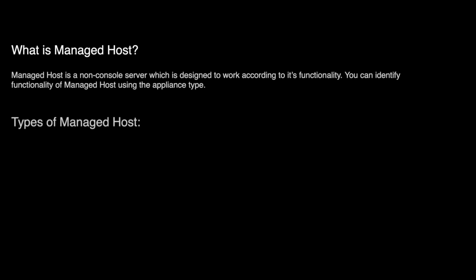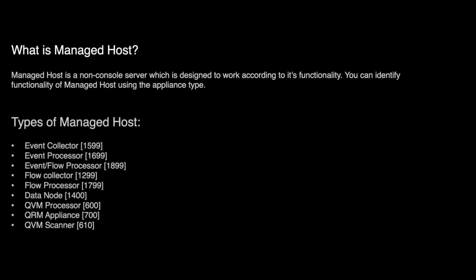There are multiple types of managed host, such as event collector, event processor, event flow processor, data node, etc. A QRadar appliance type is denoted by 4 characters called the appliance ID. For example, a 15xx is an event collector, a 16xx is an event processor, and so on.